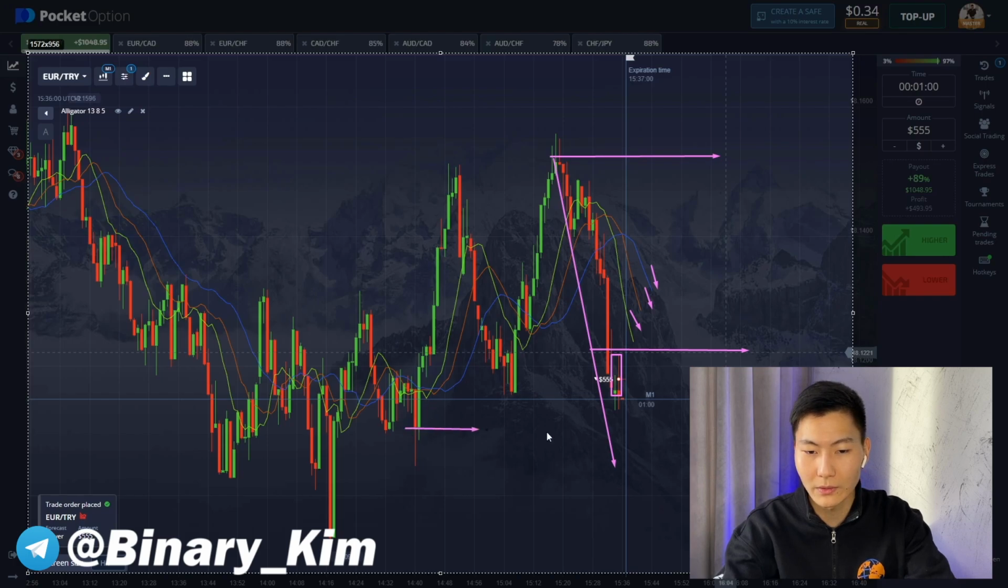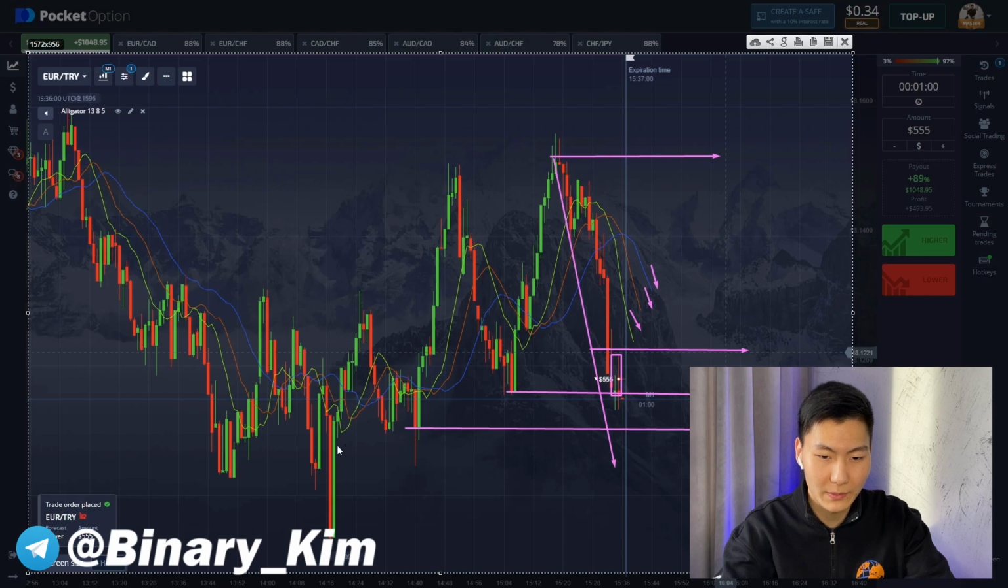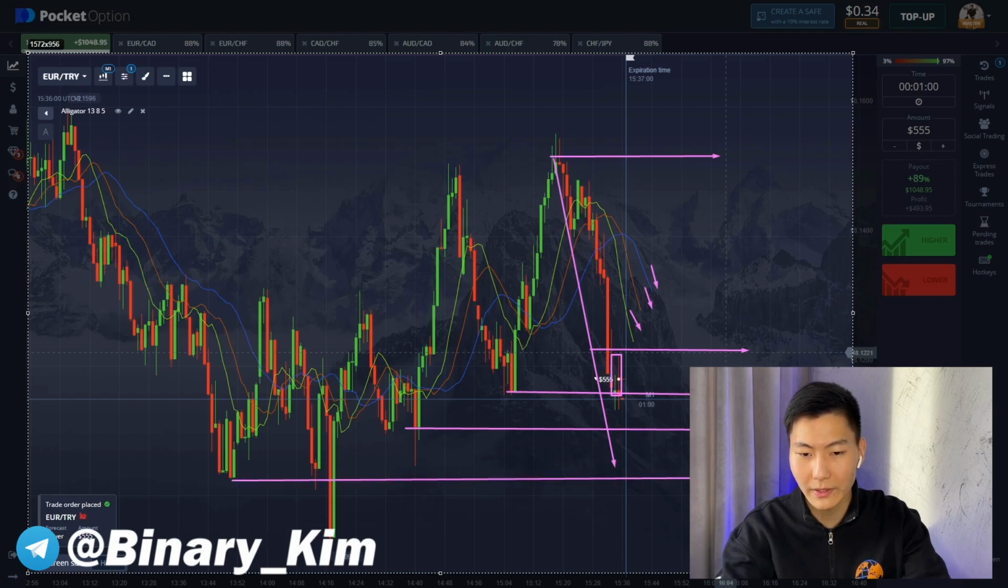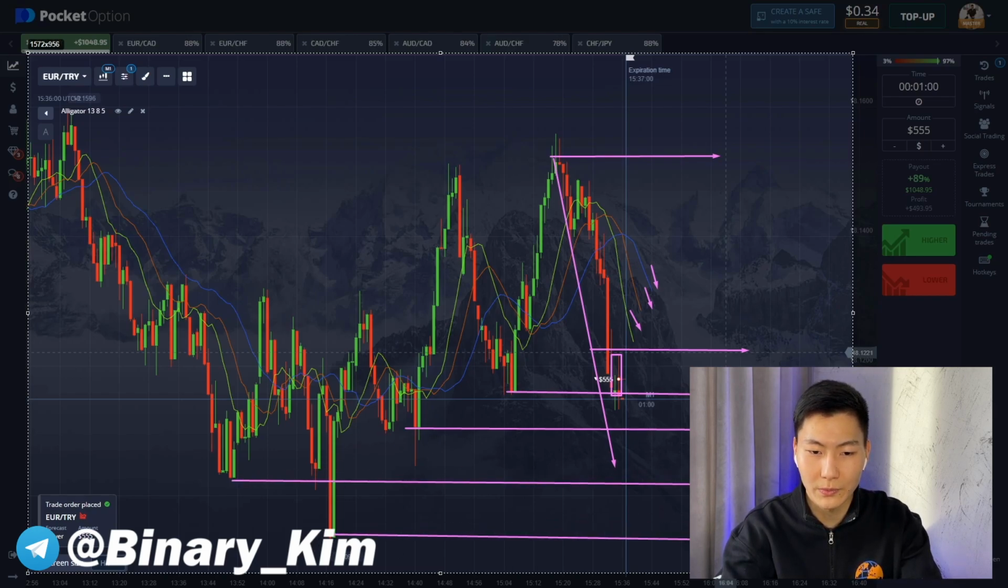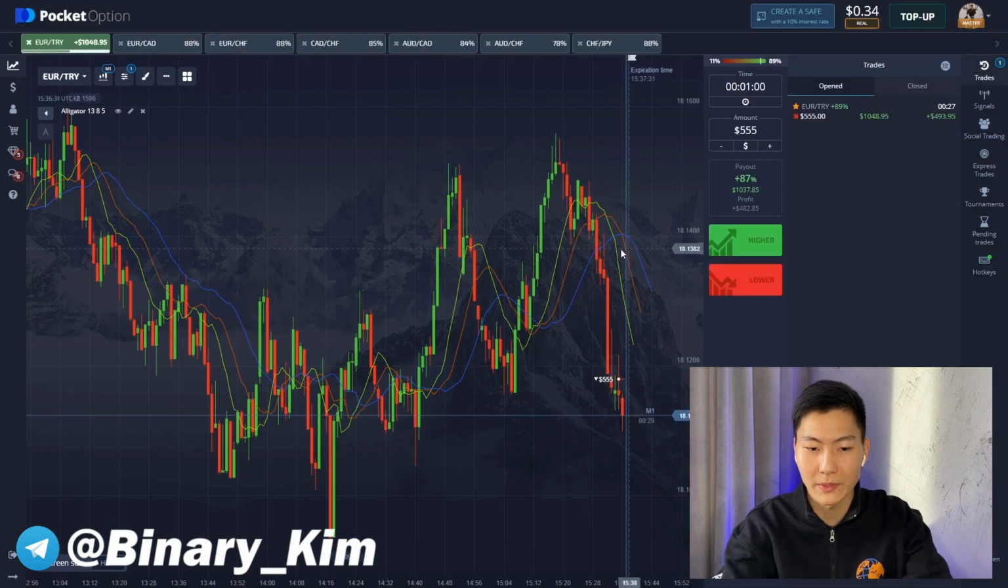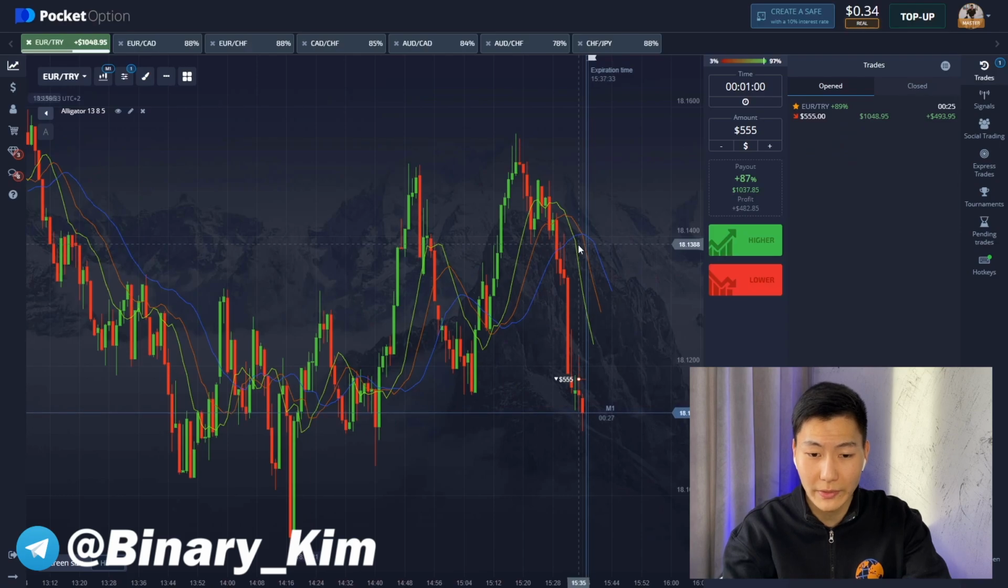There are also our levels, I'm pointing them out. The breakdown of this level has already happened and the price should move down to this level next. And again, right after the pullback, we open the position following the continuation of the downtrend. Basically, everything is super simple, guys.